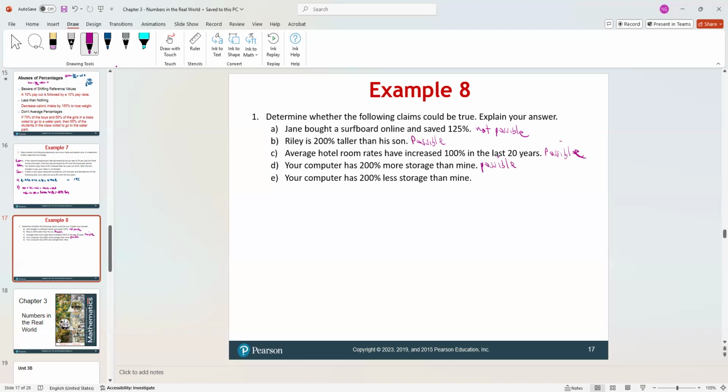And the last one says less. Like you said, your computer has 200% less storage than mine. Less is not possible. You said 200%, definitely not possible. At the maximum, your computer could have 100% less storage than mine. That means yours has no storage at all. But 200%, that's not possible.